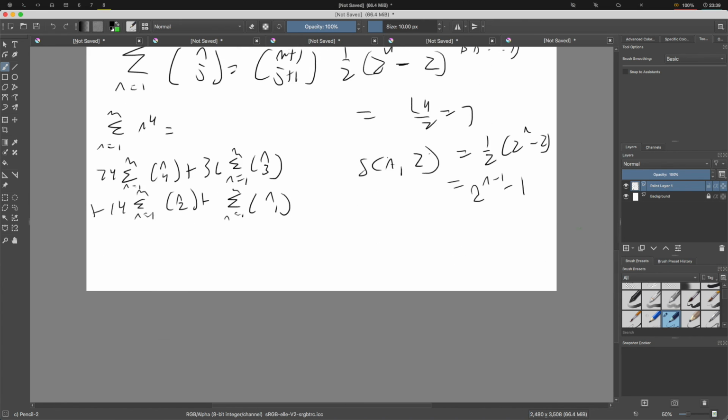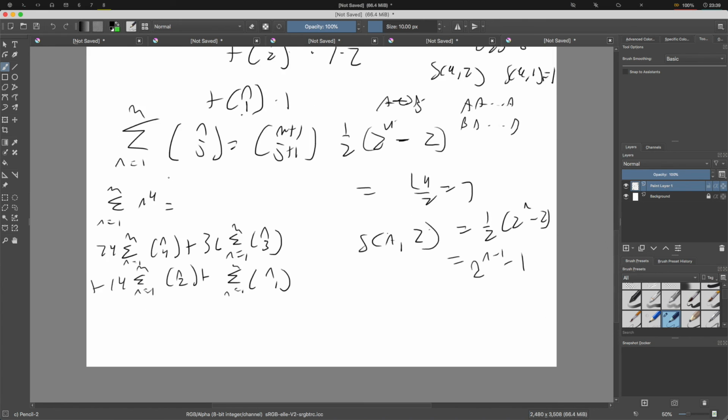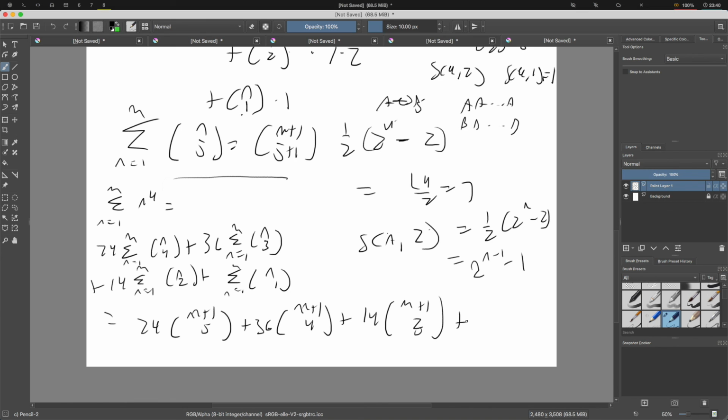And finally, using our identity here, we can turn each of these into 24 times m plus 1 choose 5, plus 36 times m plus 1 choose 4, plus 14 times m plus 1 choose 3, plus 1 times m plus 1 choose 2. And that's our final answer.